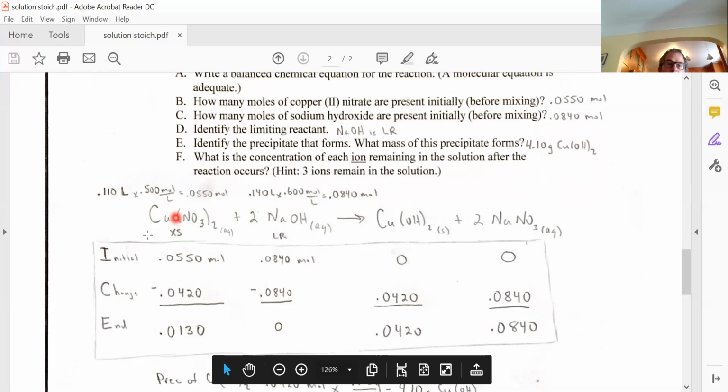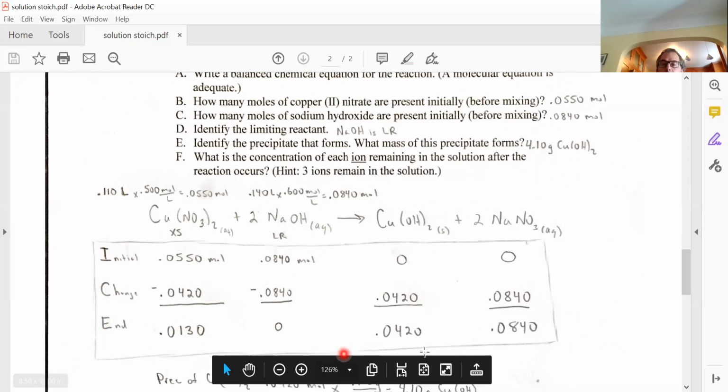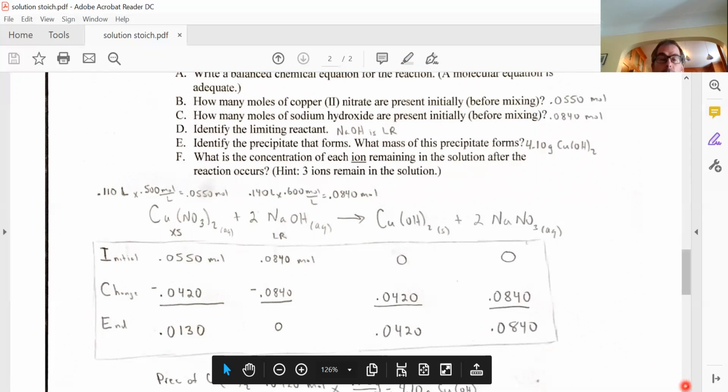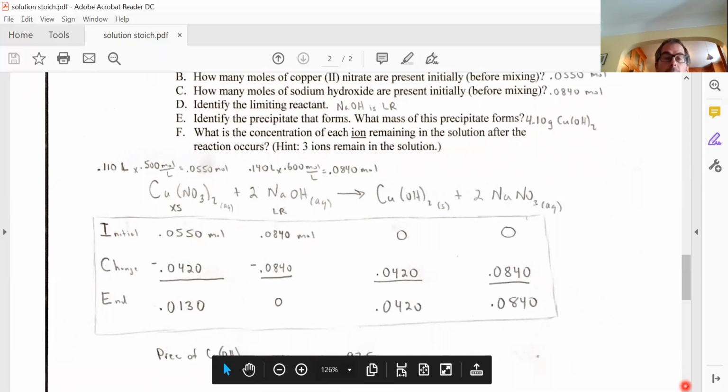Note the use of initial, change, and end. It's ICE. There's a box here. It makes it an ICE box, a cool way to solve some complex excess-limiting reactant problems and really a necessary way to solve equilibrium problems when they get there. So learn the ICE box. It's cool. All right, we'll keep going.